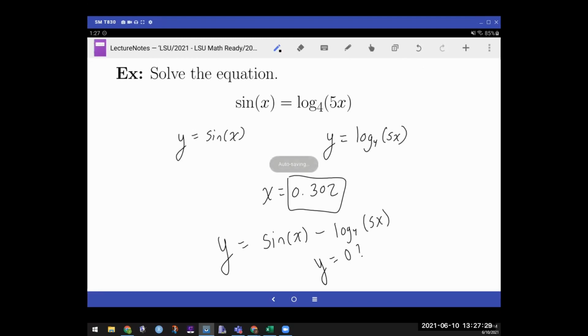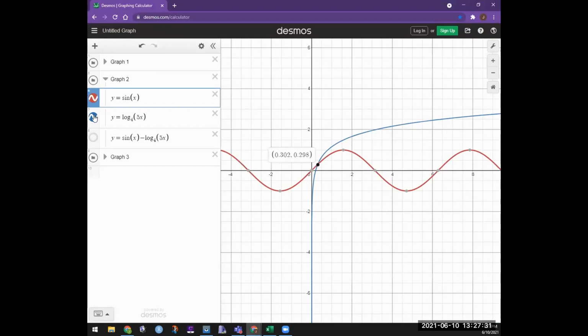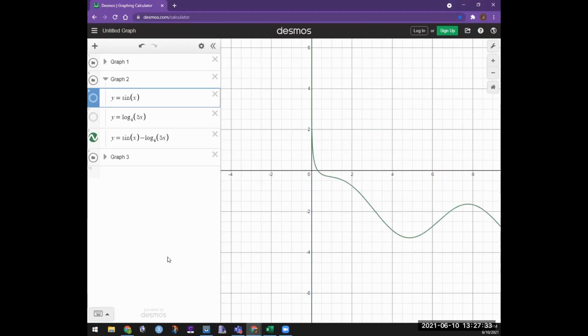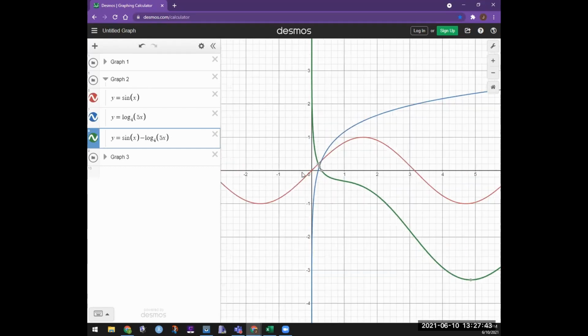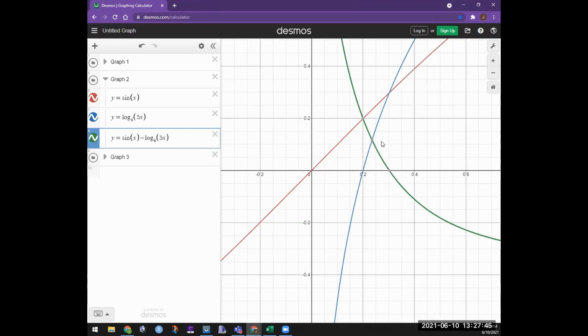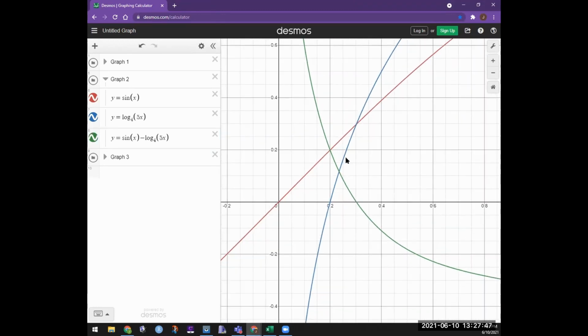So here's the graph. If I subtracted them, where does it equal 0? At 0.302. The y value is 0. If you put them all together, you can see it looks bunched up right here. I can zoom in though. So where does the red line and the blue line intersect? Same place where the green line is located. It's 0.